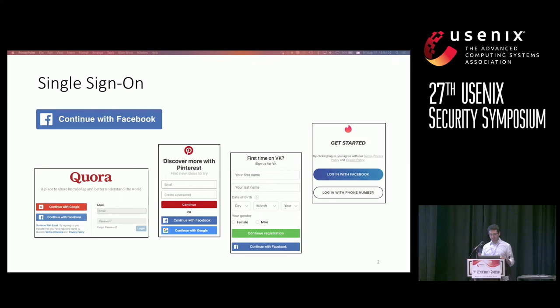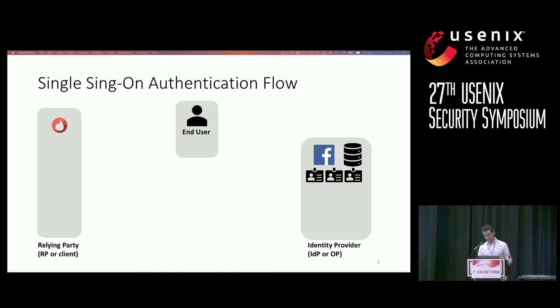So let's have a quick look at what we're referring to as single sign-on and how it works in the front-end and back-end. Generally, single sign-on means you have one main account and use that one main account to log into different services or different websites. For instance, you can use your Facebook account to log into various websites such as Quora, Pinterest, and so on and so forth. Let's have a look at what happens behind the scenes. This is a high-level view of the protocol.